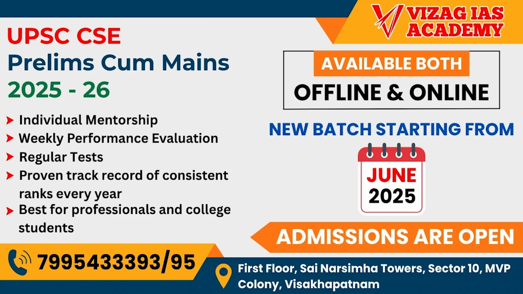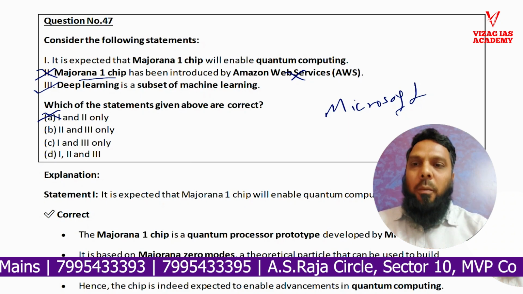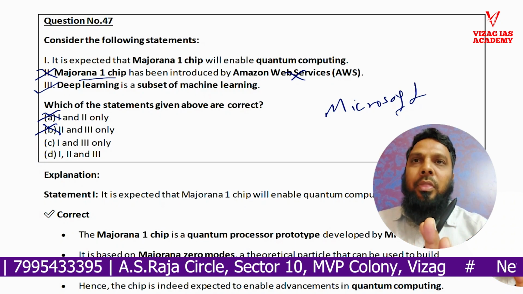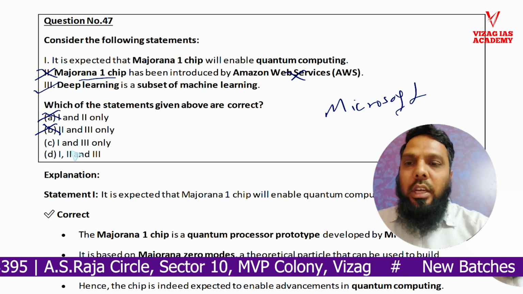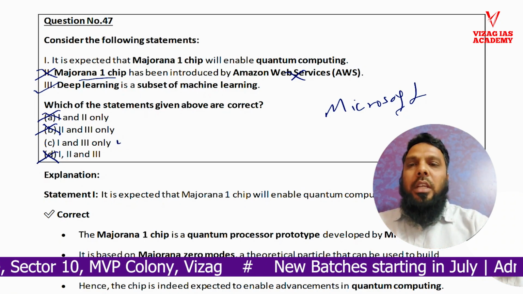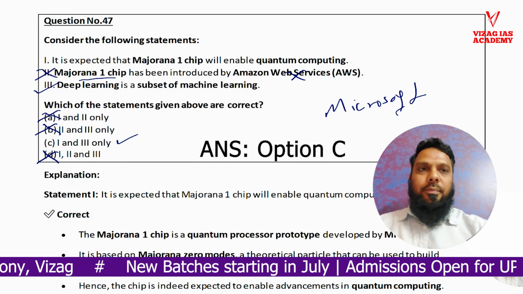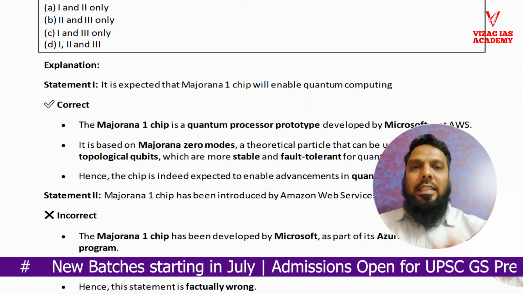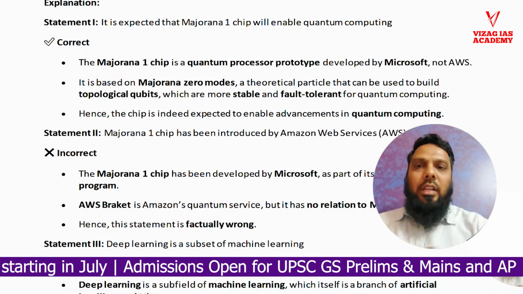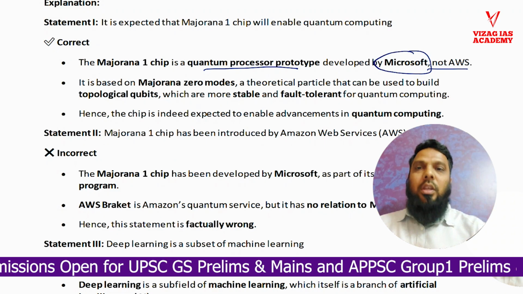So when you have one statement that is definitely correct and another that is definitely wrong, we'll just check the other options. Because statement 2 is wrong, we can eliminate options containing statement 2. So option B is eliminated, and option D, because again 2 is present there, can also be eliminated. So what remains is option C, right? For this question, option C is the right answer. If we go through the explanation, we will find the same things. What is statement 1? The Majorana 1 chip. Statement 1 is correct because it's a quantum processor prototype developed by Microsoft and not AWS, definitely.